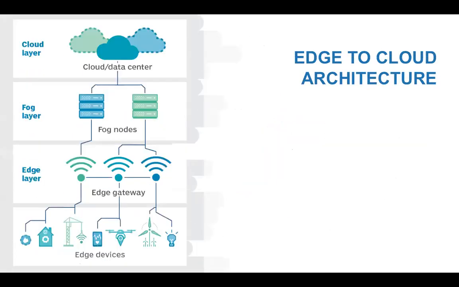Edge to cloud architecture is formed in this way. The first layer is the cloud layer, as it was explained before. The second layer is the fog layer, the third layer is the edge layer, and the fourth layer is the edge devices, which can include any smart city, any business, any factory, any building, and mobile devices.